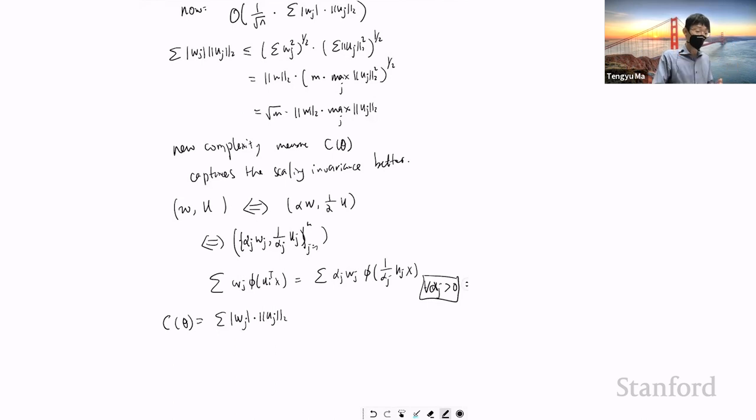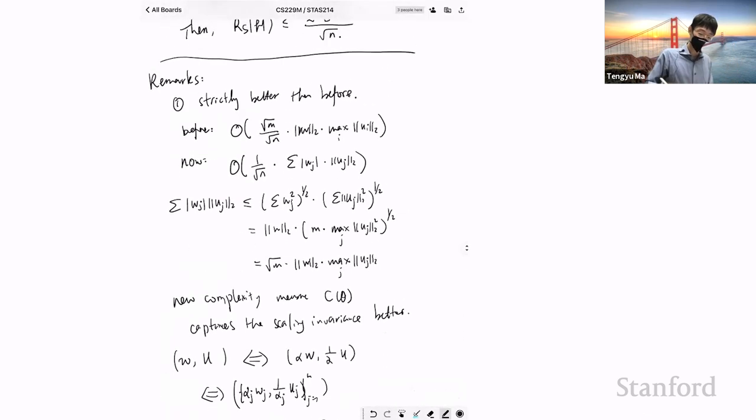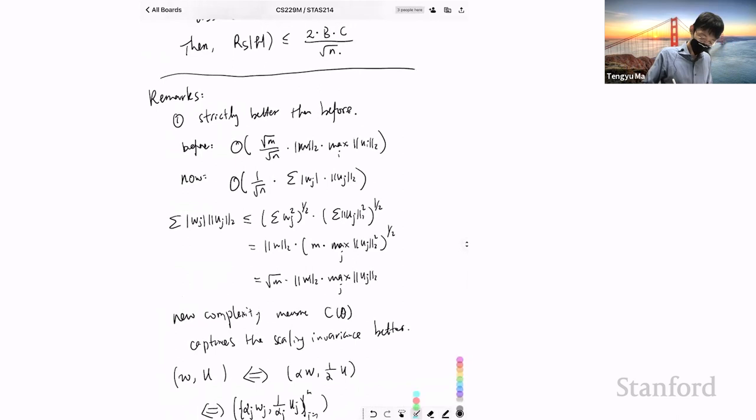But before, the complexity measure doesn't have this property. So if you look at this complexity measure, if you scale each of the wj by a different scalar and you scale each of the uj by a different scalar, this number would change.